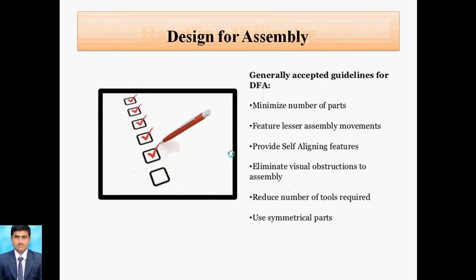Now the next part we discuss here is the guidelines for design for manufacturing and assembly. First is minimizing the number of parts, second is featuring fewer assembly movements. Then third is provide self-aligning features. Then fourth is eliminate visual obstruction to the assembly. Then next is reduce the number of tools required. And the last is use symmetrical parts. So these are the guidelines provided by the standard, that is, design for assembly.